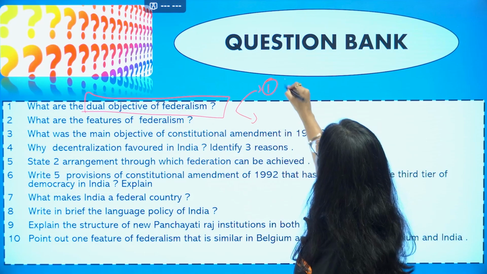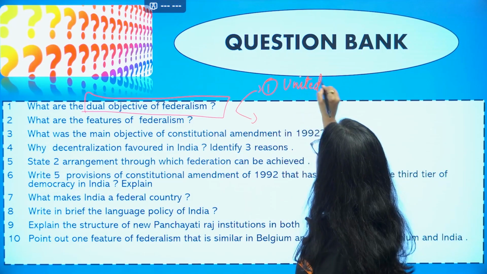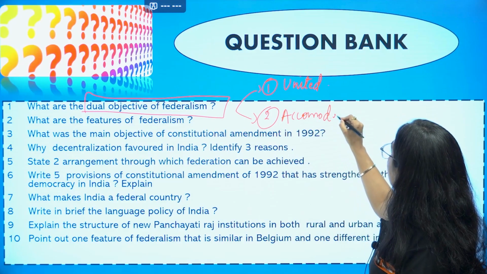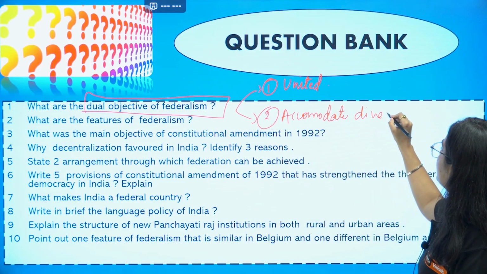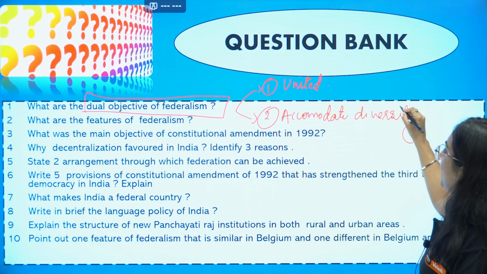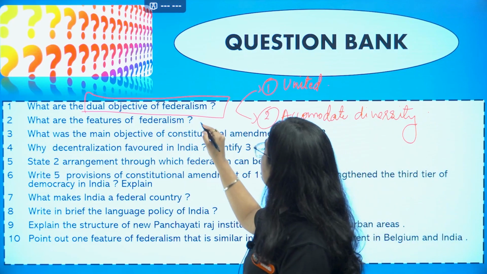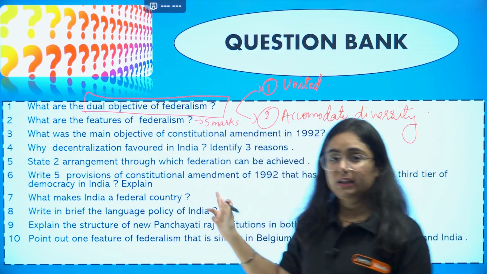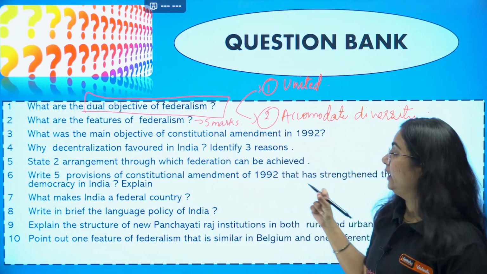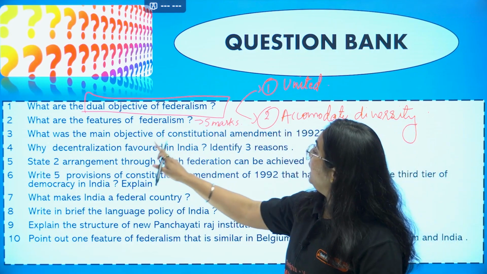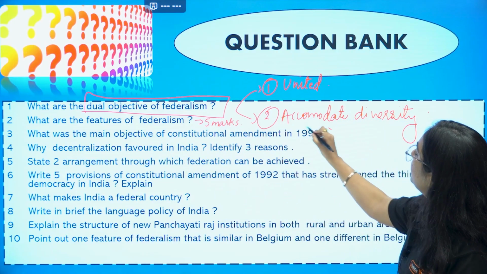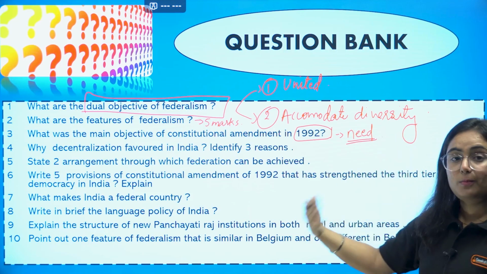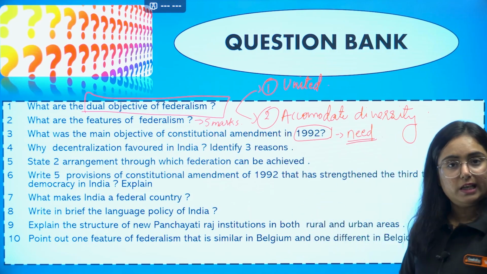Let us discuss it. Basically, to keep the nation united, and second, to accommodate diversity. A 2 marker question which we can solve in points. What are the features of federalism? 5 marker question. 6 points are given in this PPT. You just need to revise them all. What was the main objective of the constitutional amendment in the year 1992? Basically, we need to write the need. The objective was to bring a third tier of government.